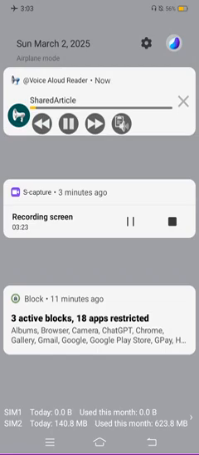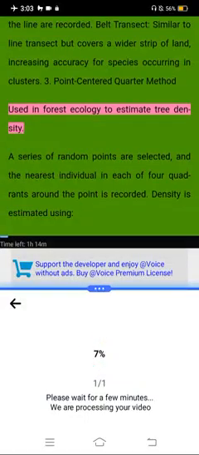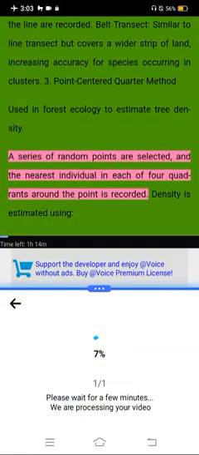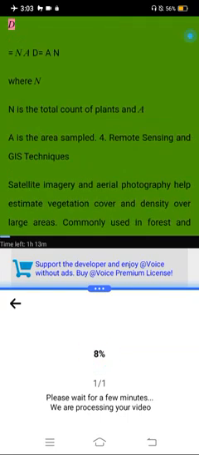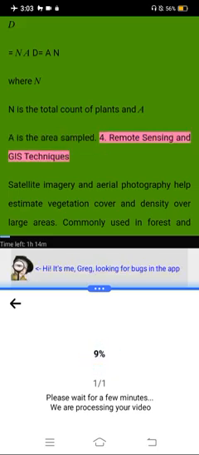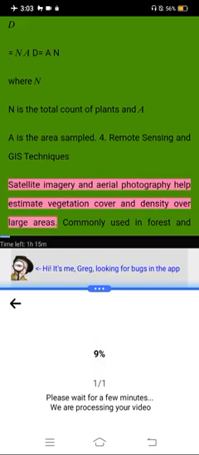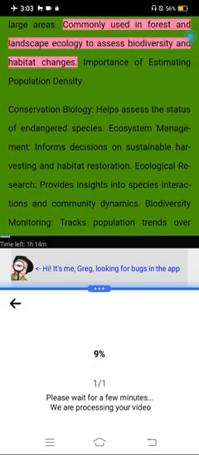3. Point-centered quarter method. Used in forest ecology to estimate tree density. A series of random points are selected, and the nearest individual in each of 4 quadrants around the point is recorded. Density is estimated using D equals N divided by A, where N is the total count of plants and A is the area sampled. 4. Remote sensing and GIS techniques. Satellite imagery and aerial photography help estimate vegetation cover and density over large areas. Commonly used in forest and landscape ecology to assess biodiversity and habitat changes.